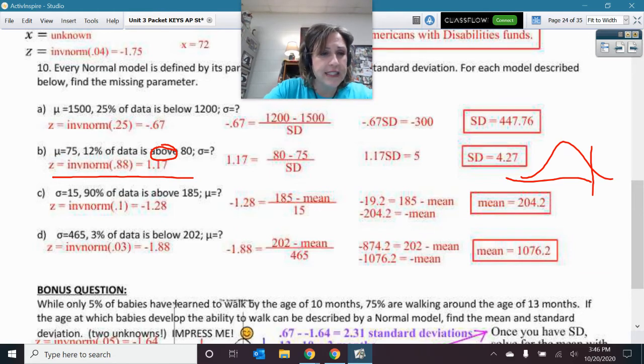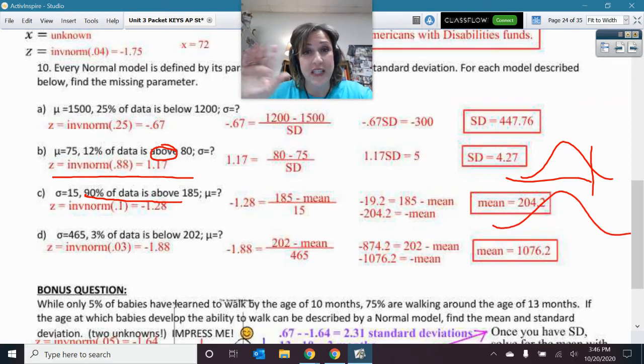Next, let's see, 90% of the data is above. So again, 90% of the data is on the top part. Oh, looky here.